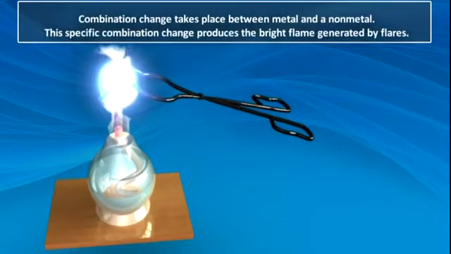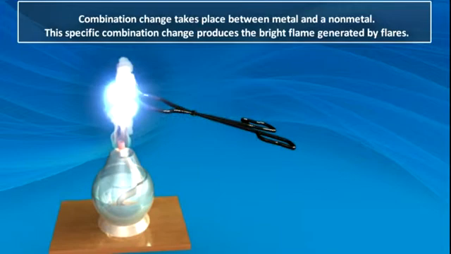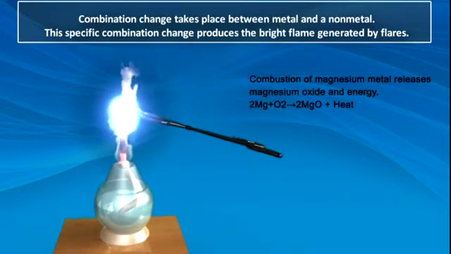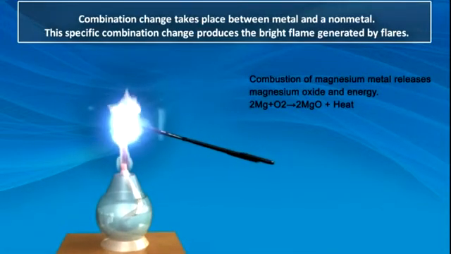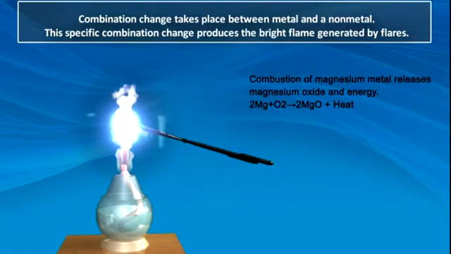When a combination change occurs between a metal and a non-metal, the product is an ionic solid. Magnesium burns in air. The atoms of the metal combine with the gas oxygen to produce magnesium oxide.